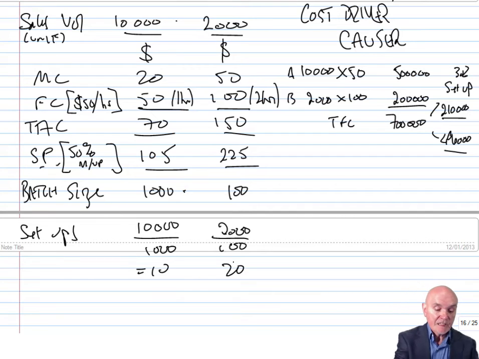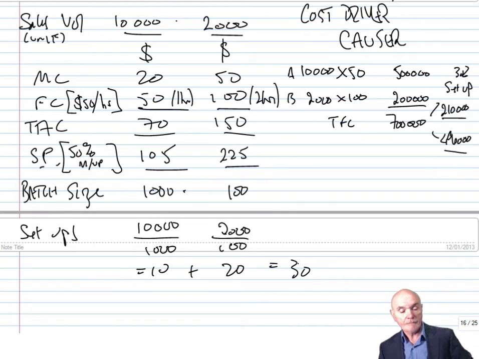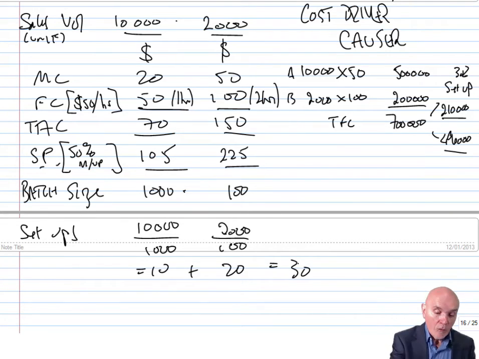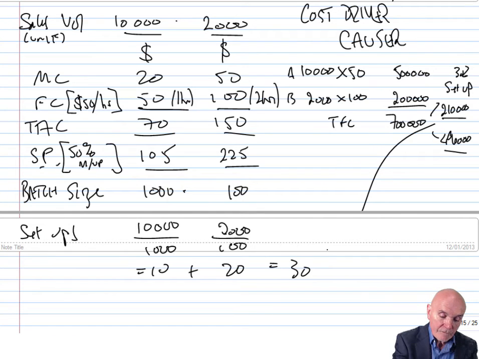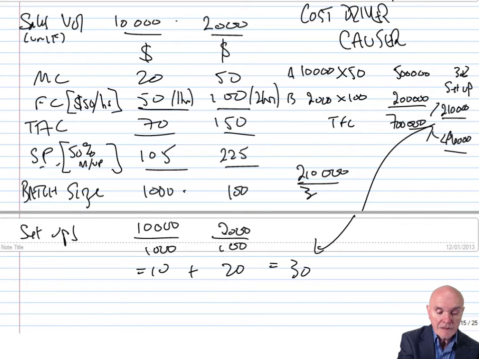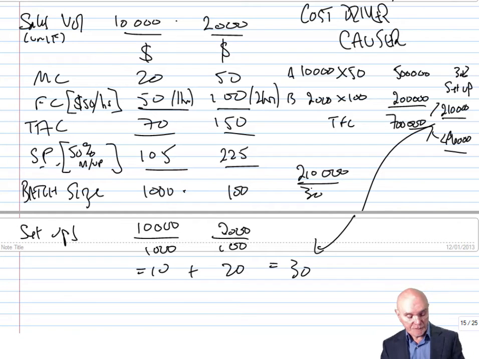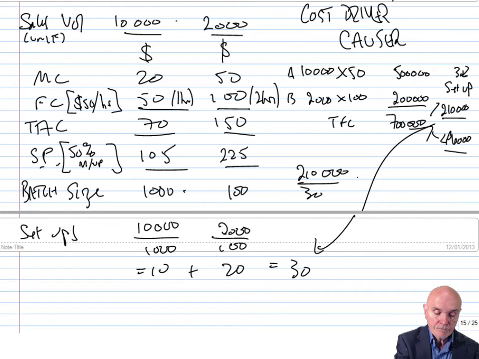So the total number of setups is 30. So we've got 30 setups, and they cause this 210,000. So 210,000 divided by 30 must be the cost per setup. It's coming out at 7,000.